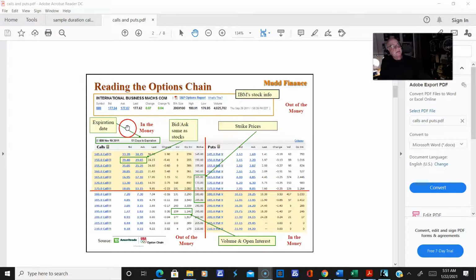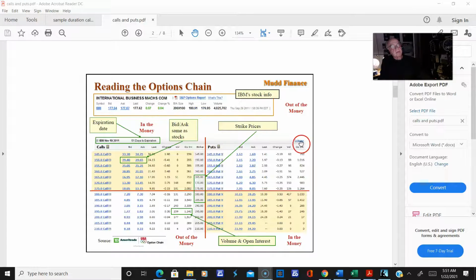So now here's the options down here. See this red line? This red line separates the calls from the puts. Okay? And there's a bid and an ask for the contract again. And this is the premium you pay. And it says same as stocks. You see, it's a premium you pay.